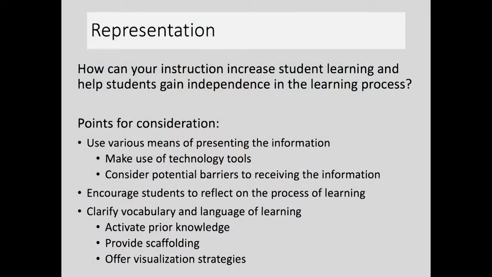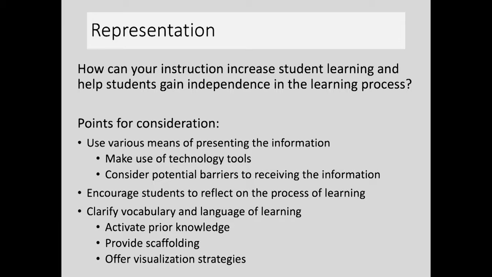The second principle is representation. How can your instruction increase learning and help students gain independence in the learning process? This is really the bulk of your instruction, so this is where I have the most points for consideration. Use various means for presenting your information. Don't just use lecture, but use some other options as well. Throw in some technology tools.